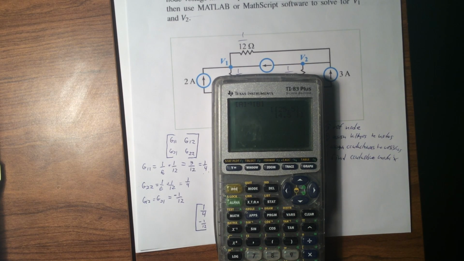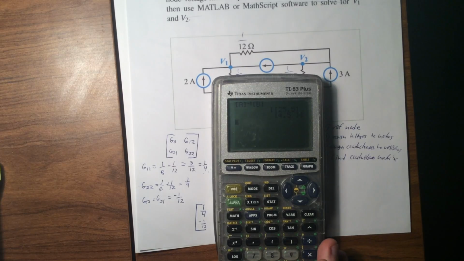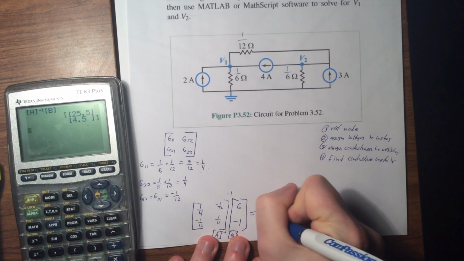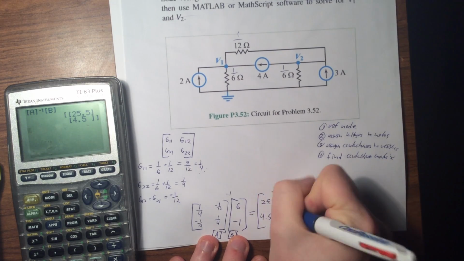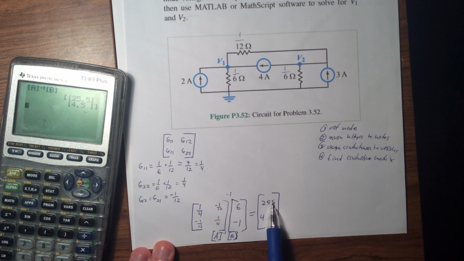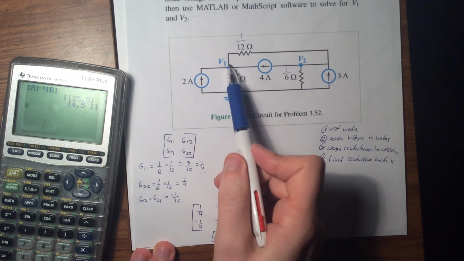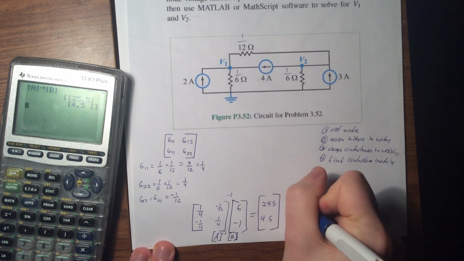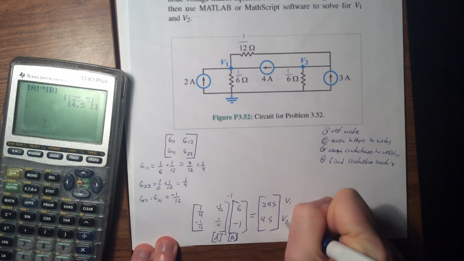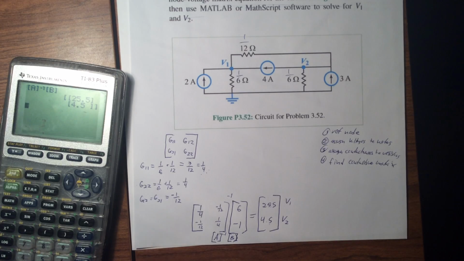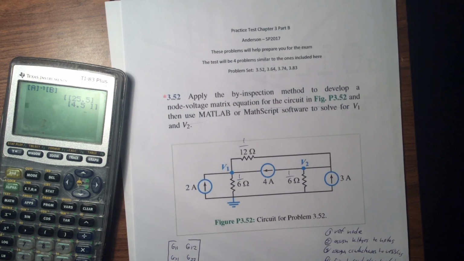Boom. 25.5 and 4.5, so that's our matrix there. We can look back again: 6 was coming in and out of this node, and we have these two, which were the difference between those. So we're looking at V1, and that equals V1, and then that has to equal V2. That's your voltage compared to the ground, your reference node. 25.5 and 4.5. So that's how you solve the first one on the homework.